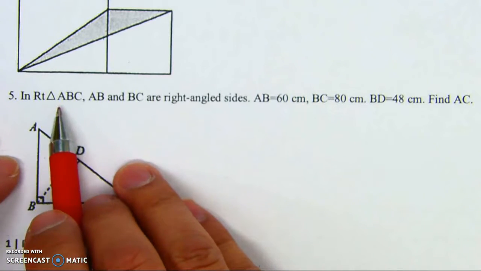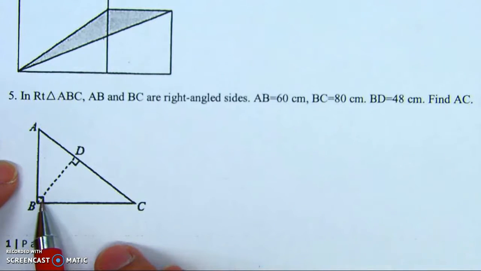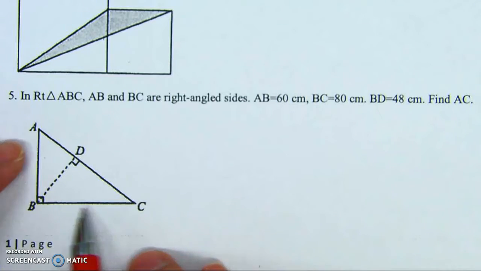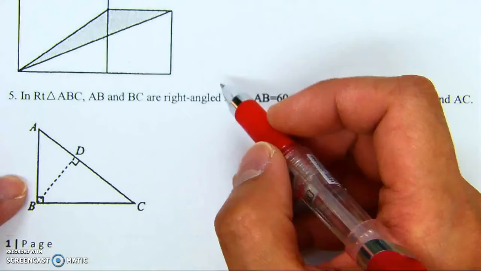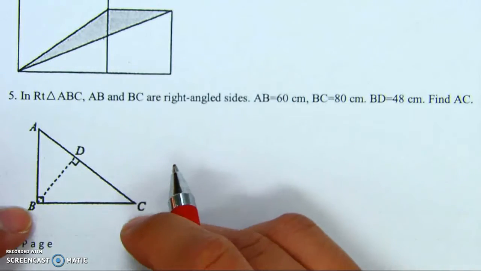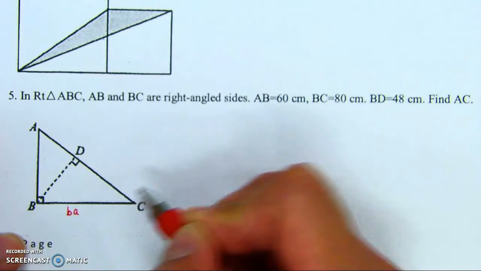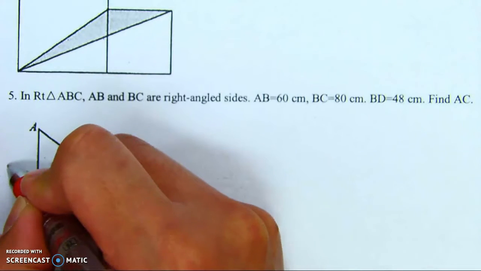The RT triangle ABC, which means the right angle triangle ABC. AB and BC are right angle sides, that means they are perpendicular. And it also tells you BC is a base and AB is a height. So we can label that. BC is a base and AB is a height.